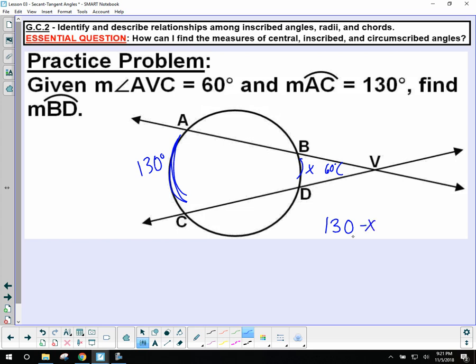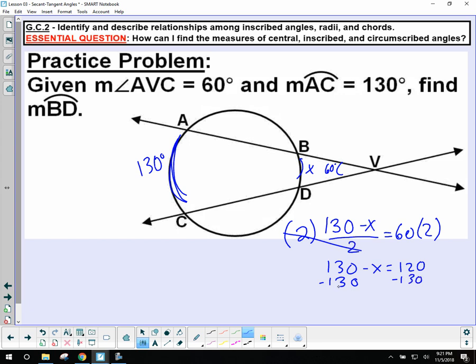And as I said before, you should be pros at solving. I suggest we get rid of the denominator first. Times both sides by 2. The 2's cancel. We get 130 minus X equals 120. Subtract 130. We get negative X equals negative 10, but divide by negative 1 to get rid of the negatives. X should equal 10 degrees. Yep, you're right. I got more for you.